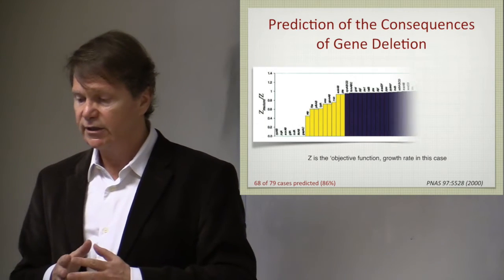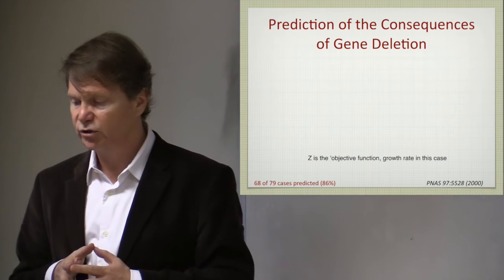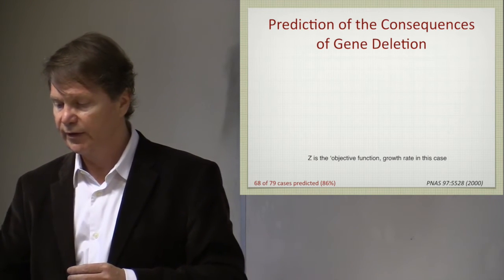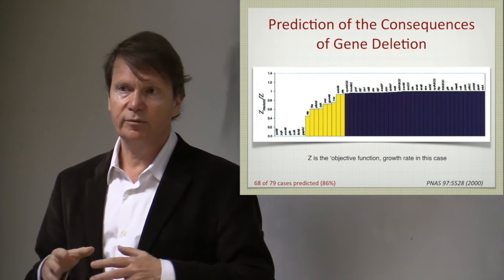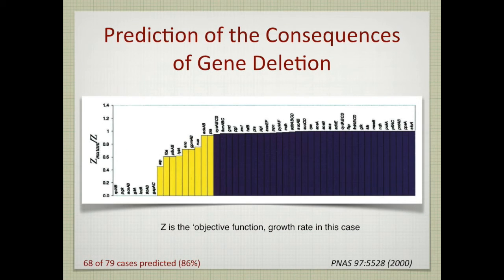So here is this prediction of gene essentiality that I mentioned. As we'll see later in the class, we talk about objective functions, which are called Z. So an objective function is a mathematical representation of what you think the organism is trying to achieve. And in this case, Z is the growth rate. And this graph shows a scaled prediction of growth rates relative to the wild type. So it's the growth rate of the mutant divided by the growth rate of the wild type.